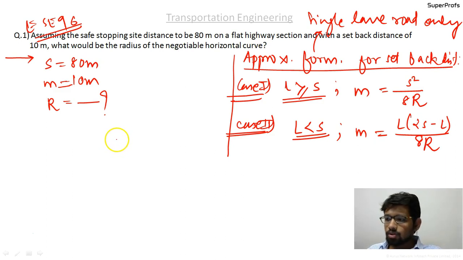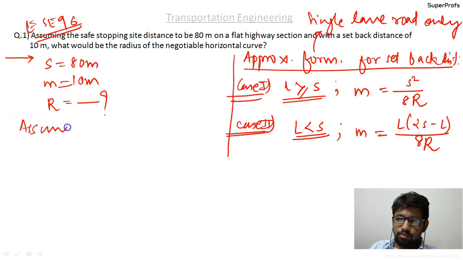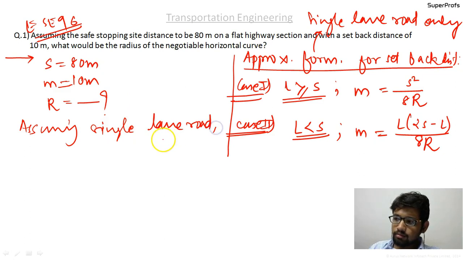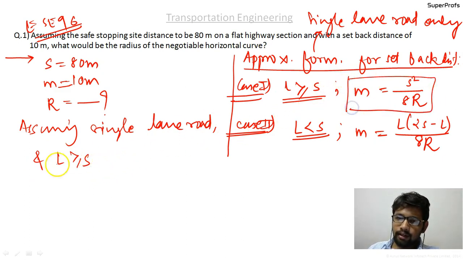Okay, so in this case, this question can be solved using the approximate formula, especially after looking at the data that has been provided. Since the information is not given, let us assume a single lane road, and L greater than or equal to S. So we will use this formula: M equal to S square upon 8R.